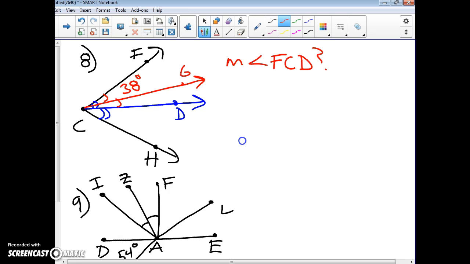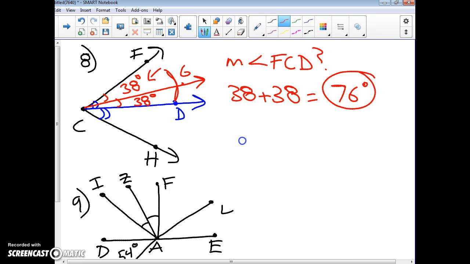Well, let's see. If this is 38 degrees right here, so is this one. So now all I have to do to get to my answer is do 38 plus 38, and I wind up that the measure of angle FCD is 76 degrees. Number 9.